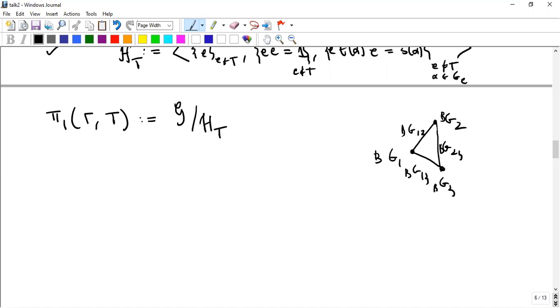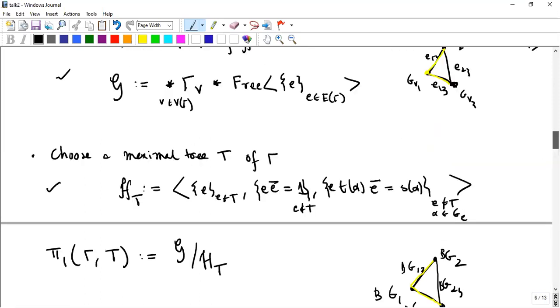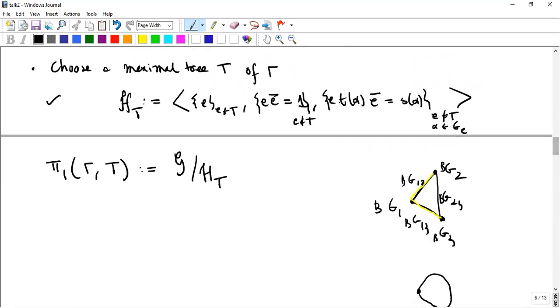The choice of the tree is just so that you can collapse. Basically, if you collapse these edges, what do you get? You get a loop, right? So it suffices to take the graph of groups of this loop. And for a loop, the fundamental group is just the HNN extension. I'll define it right now. But for those who already know the story, it's the HNN extension. So that's why these kind of relations are there.